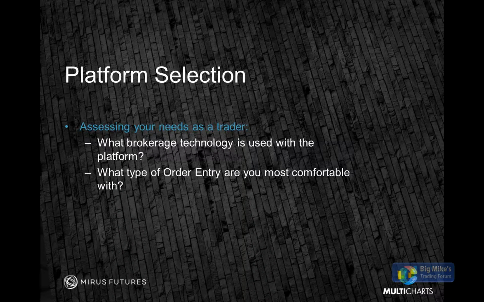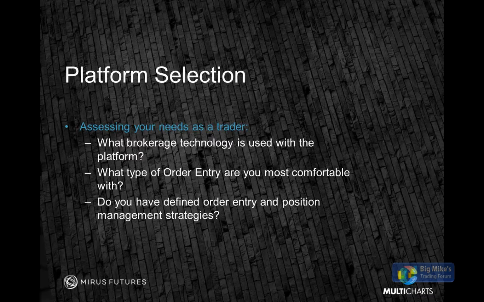What type of order entry are you most comfortable with? So what I mean by that is, are you most comfortable trading from a depth of market window or an order book? Or would you rather place orders directly from the chart? If you're old school, do you want to use an order ticket? So these are considerations that you want to make before selecting a platform.